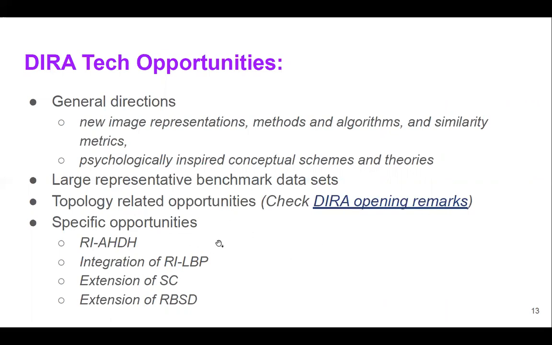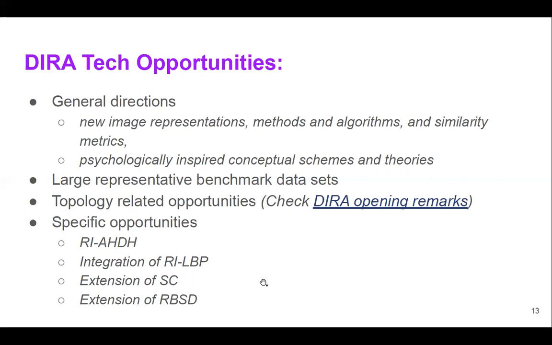Through our experiments, we came up with some specific opportunities. AHDH is not rotation invariant, so making AHDH rotation invariant is a good direction to go. RILBP alone is not working well for DRA tasks, so integrating RILBP with other descriptors such as shape descriptors is a good direction to go. We can see shape context is not working well for DRA tasks, so we need to extend the SC. Some direction examples are such as making the SC less sensitive to the annotations in the diagram images.